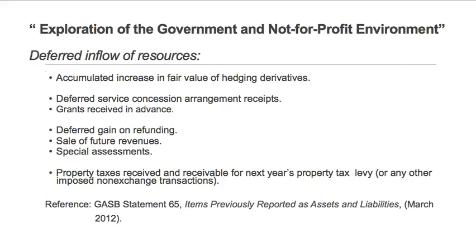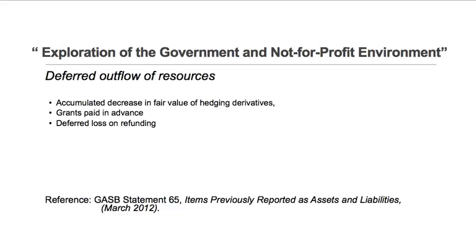For an illustration of deferred inflows of resources, imagine that your city receives property taxes in the year before they are due. This property tax inflow would be classified as a deferred inflow of resources. Deferred outflows of resources would be evident when grants are paid in advance or if the government gives cash to an entity to provide services in the future year.